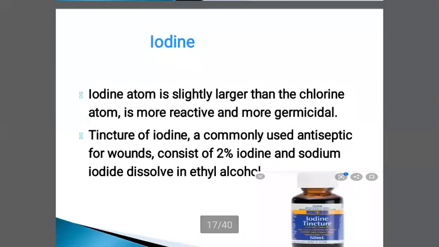Iodine. The iodine atom is slightly larger than the chlorine atom. It is more reactive and more germicidal. Tincture of iodine, a commonly used antiseptic for wounds, consists of 2% iodine and sodium iodide dissolved in ethyl alcohol.